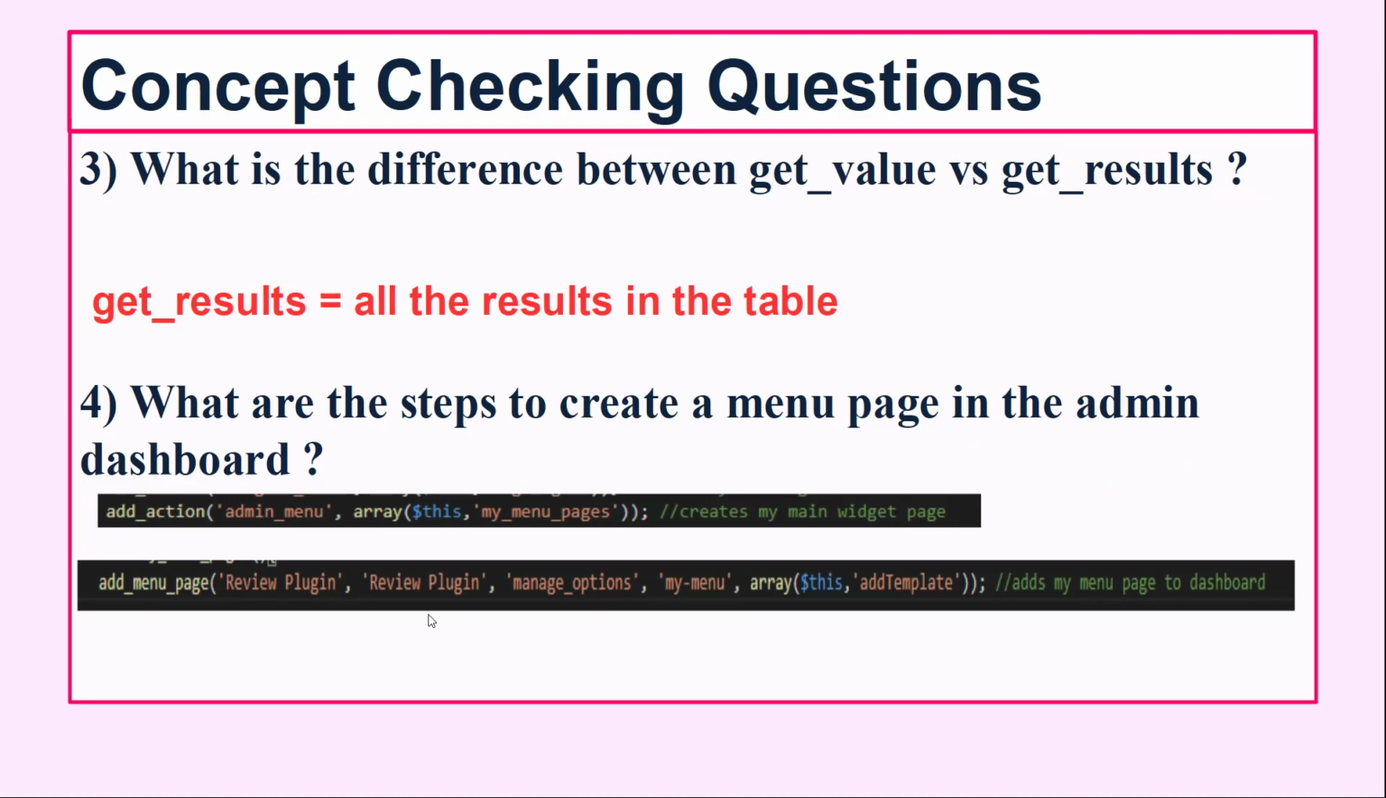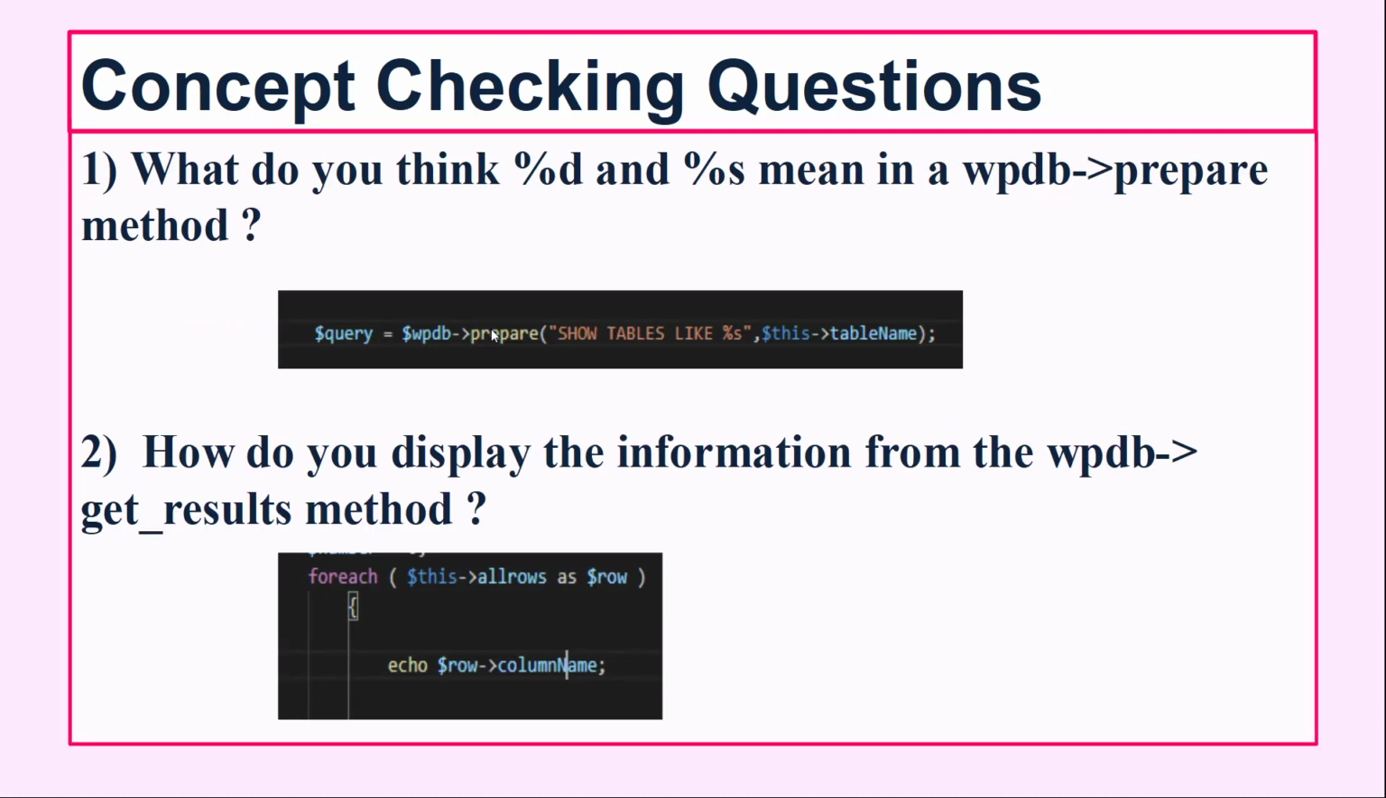What is the difference between get var versus get result? Get result is all the results in the table. Get var is that one. So remember that the one that we did before when we prepared this one, we only wanted one result, so we used that get var.